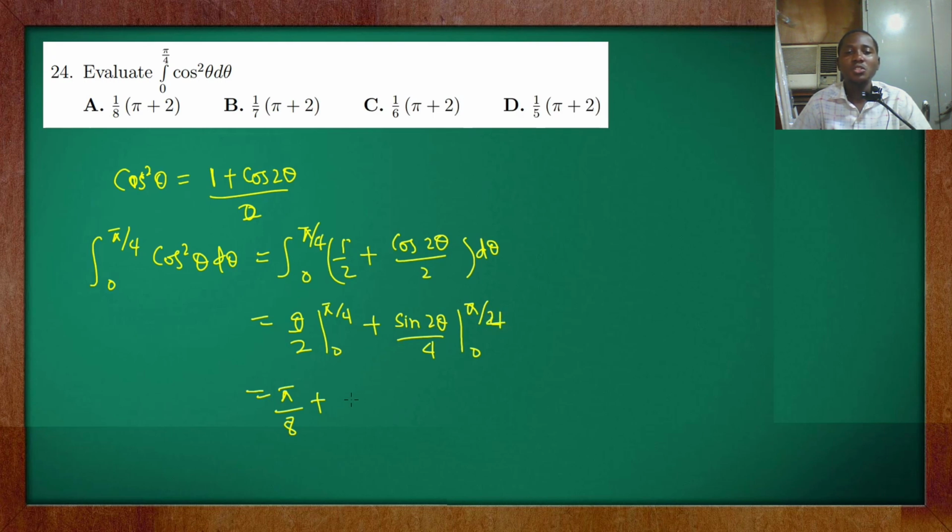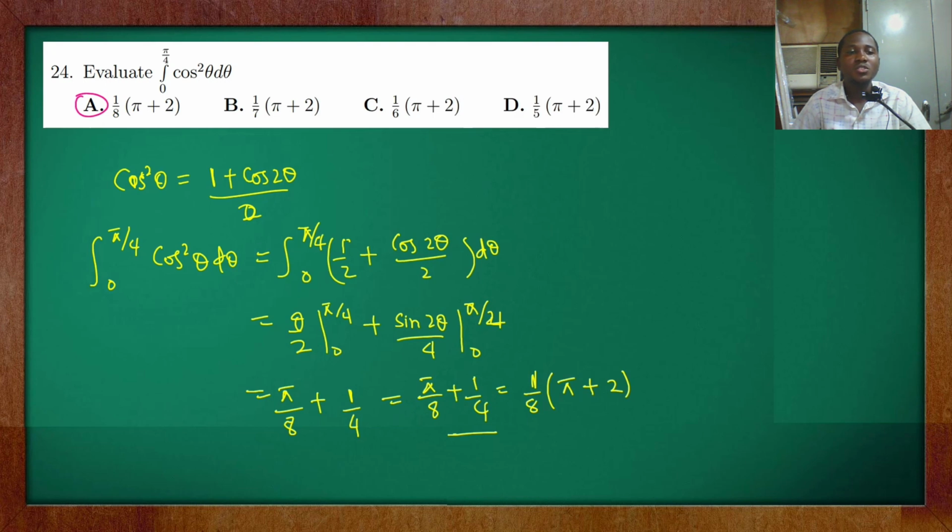So that means you have this to be 1 over 4, since you know that sine 0 will give us 0, so you don't need to deal with that. So that means here we have pi over 8 plus 1 over 4, which is still the same thing as 1 over 8 open bracket pi plus 2, okay, because if you open this bracket, you will have this result here. Alright, so that means the correct answer or the correct option to this question is what? Is option A. Option A.